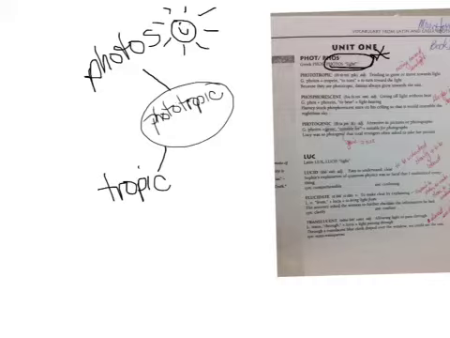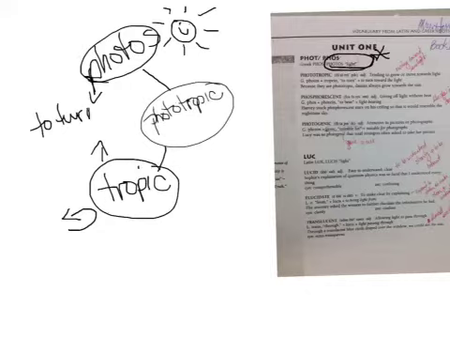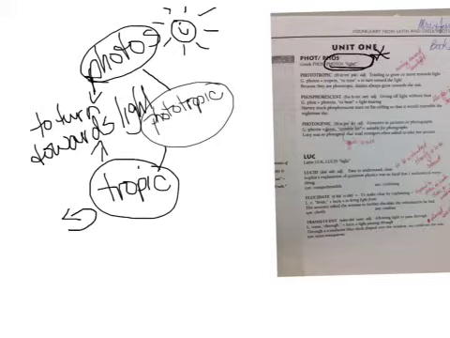To turn. Okay, I'm sorry, not the root word, the meaning. What is the definition? To turn, okay? So maybe I could do an arrow, and that looks like turn, doesn't it? So these two in combination, when we put them together, it means to turn towards light.